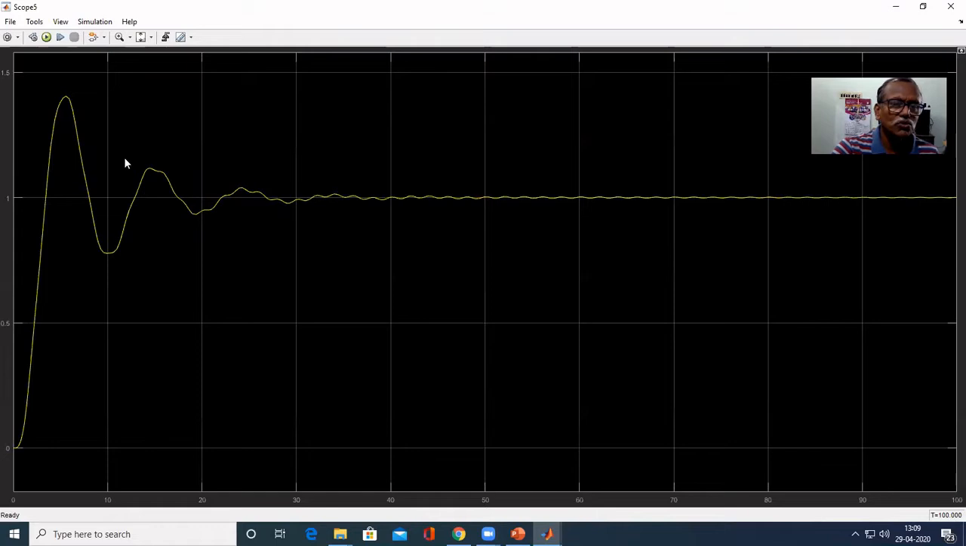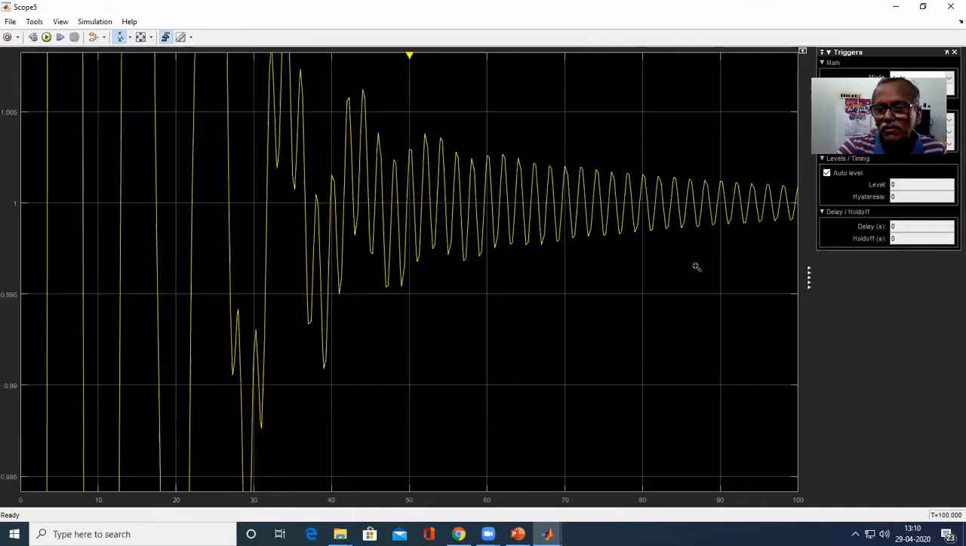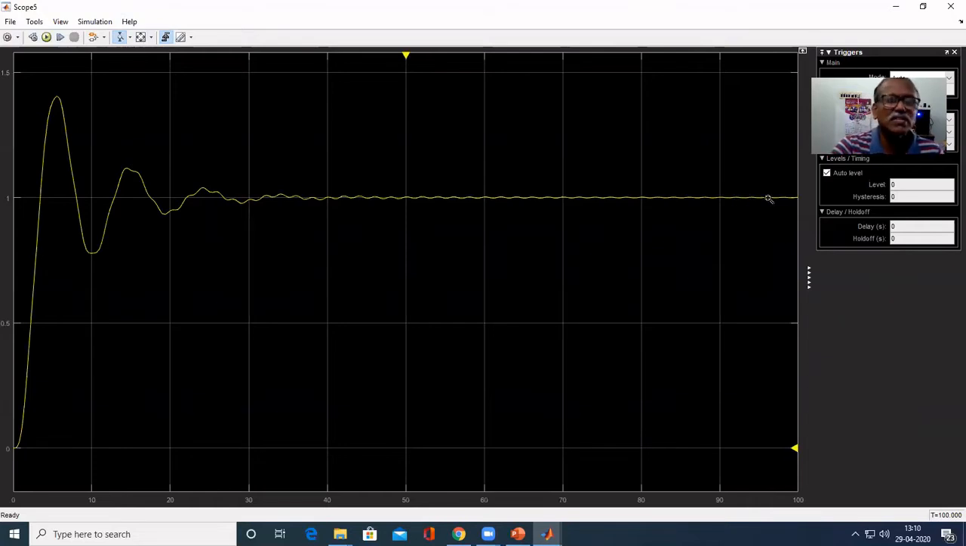It has large overshoot and oscillations. Even though this is simulated for 100 seconds, if you see the amplified version, even at 90 seconds you can notice the oscillation. The amplitude may be very small, but it always has oscillations that we have to notice. Even here, oscillations are there.